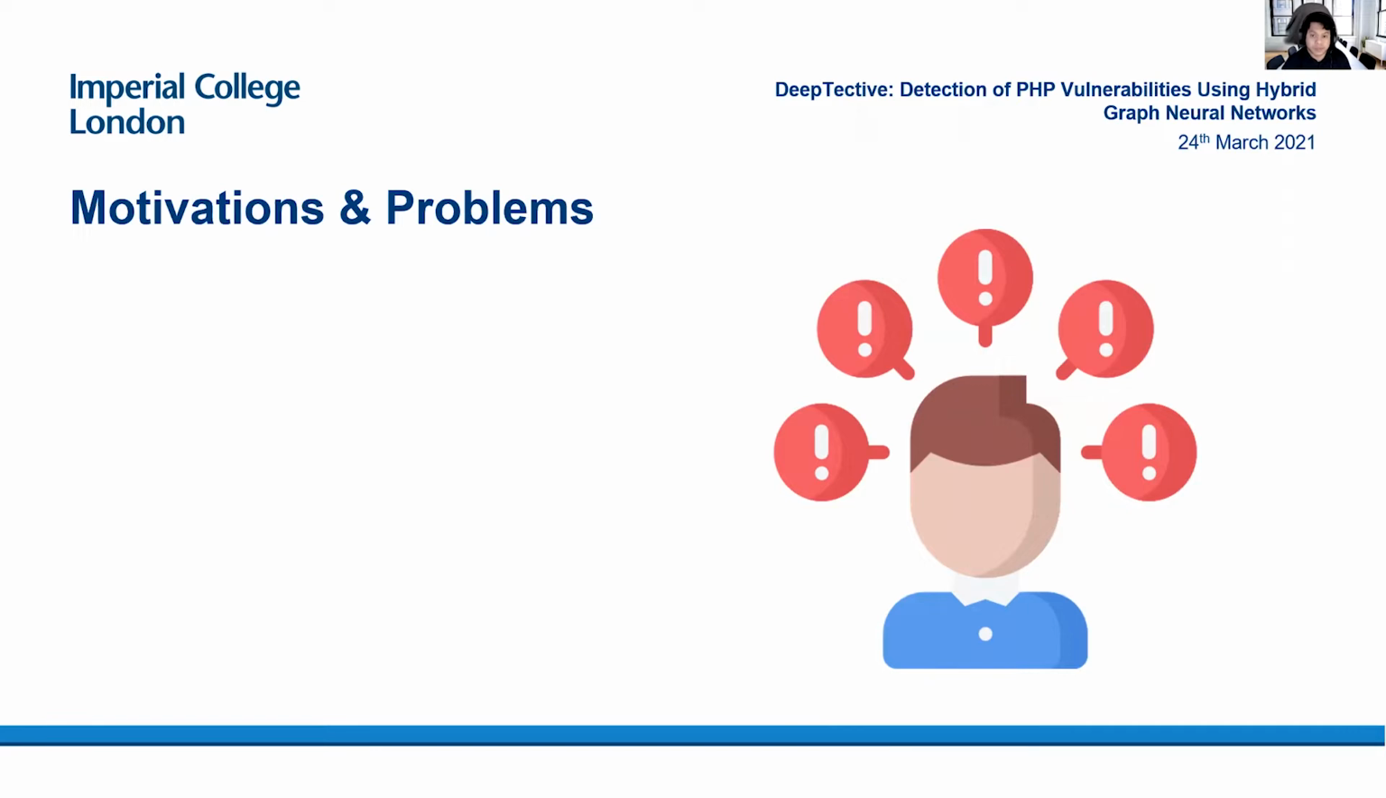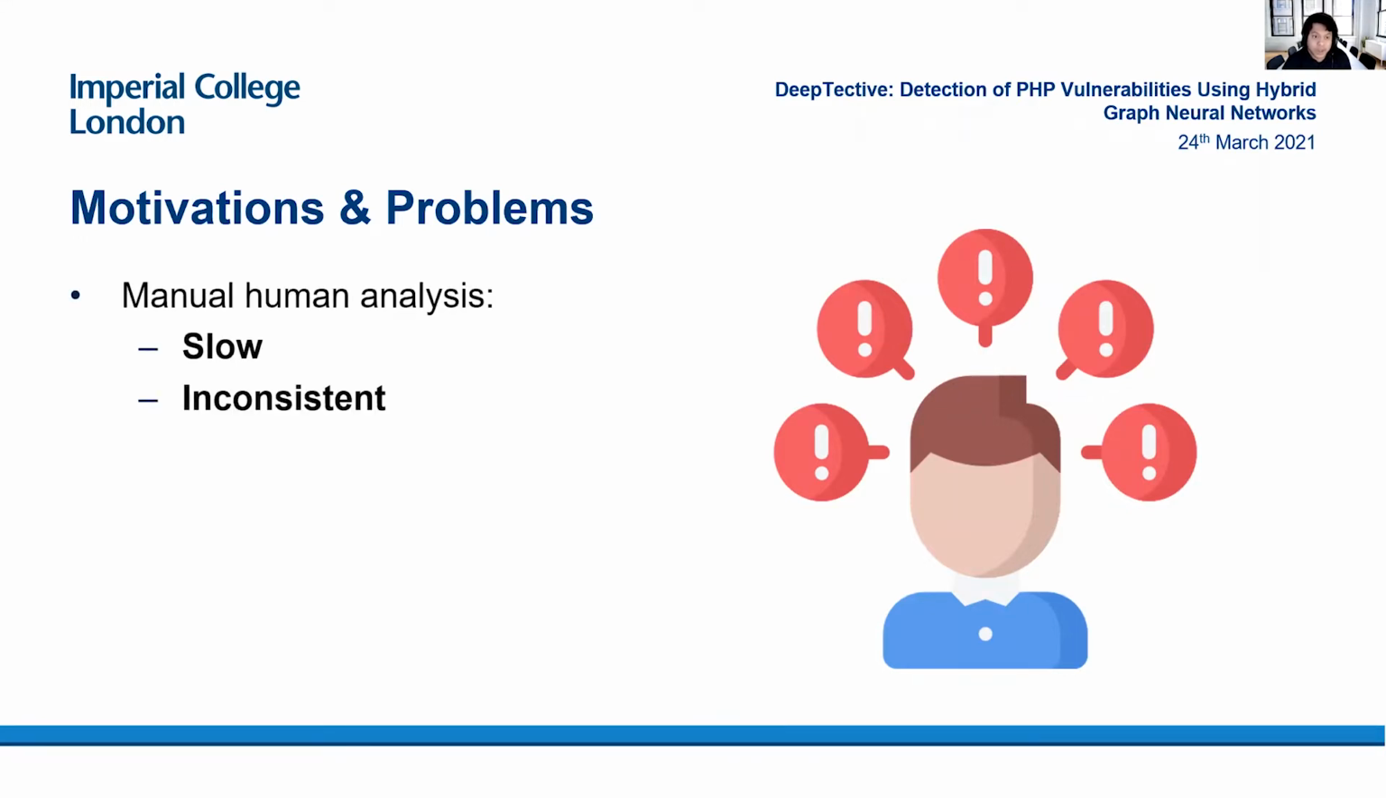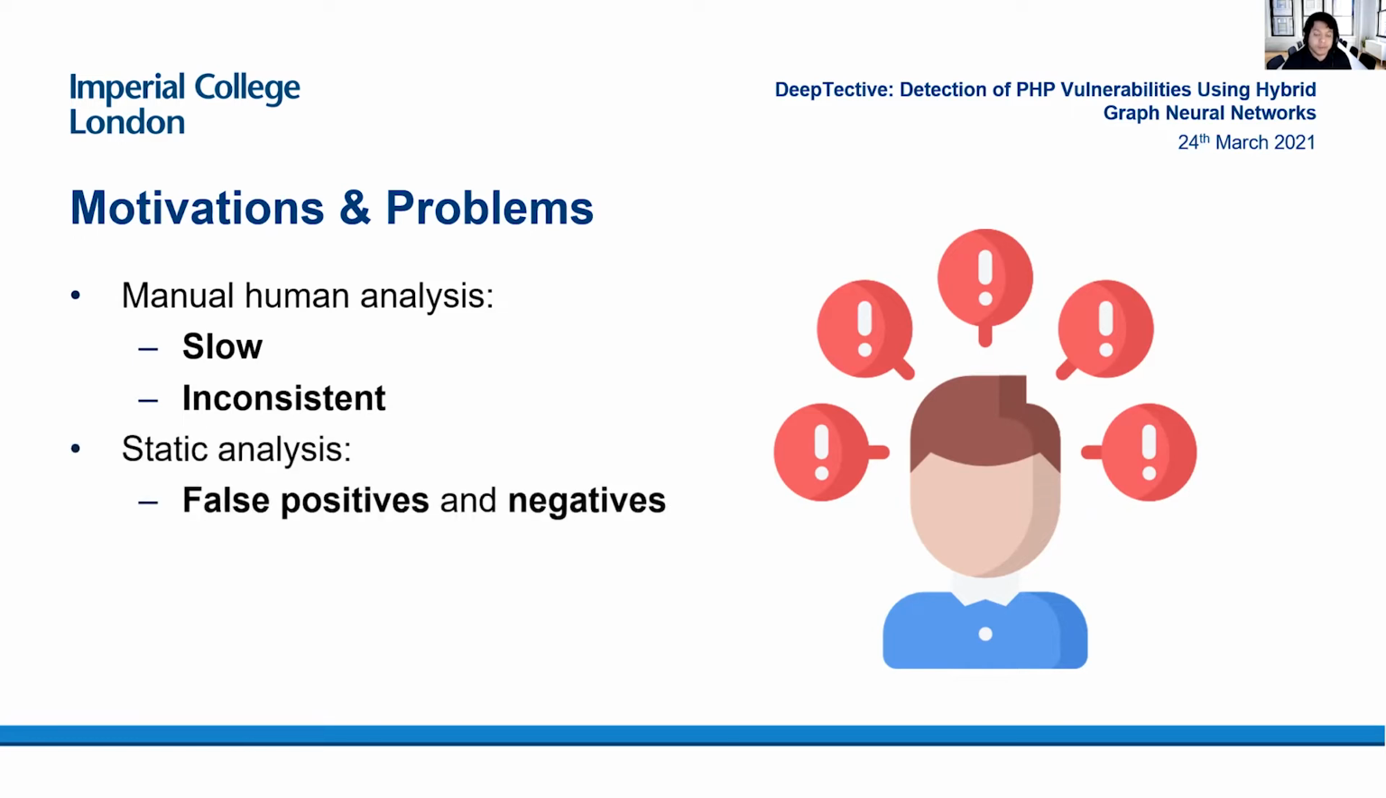Motivations and problems of the study. The first problem is that manual human analysis is slow and inconsistent. Humans tend to make mistakes over time when doing things repeatedly over and over again. The second problem is that static analysis often introduces lots of false positives and false negatives when trying to detect vulnerabilities in the source code.